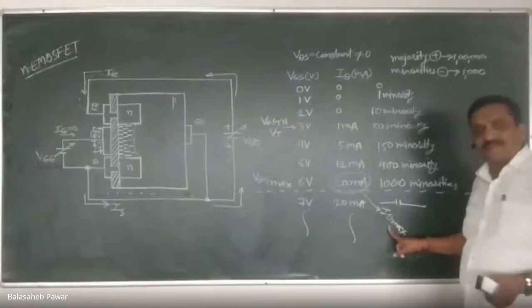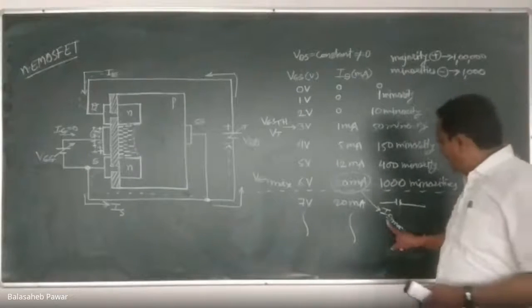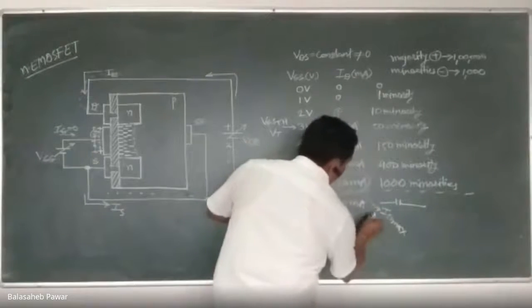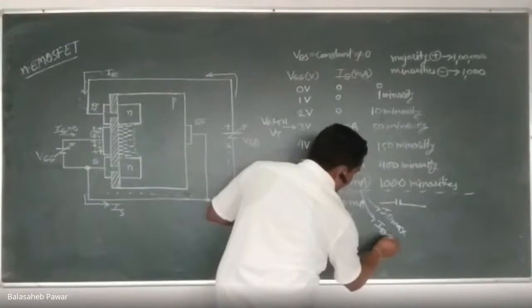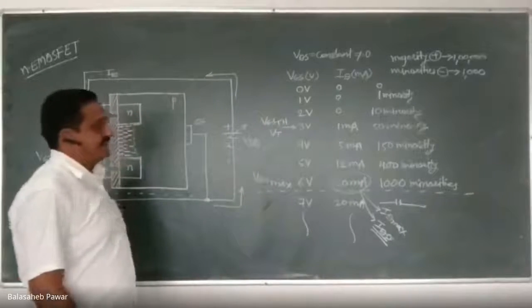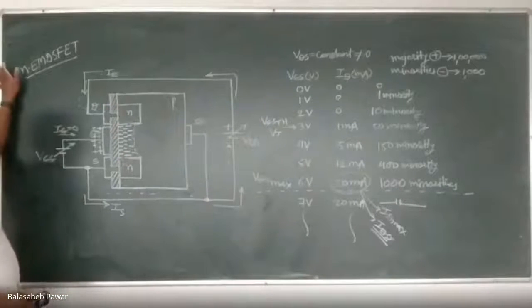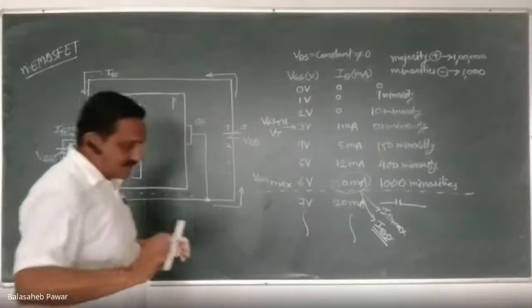ID stands for drain current here. This ID max, in another way, is also written as IDSS, that is, drain to source saturated current, IDSS. Is it clear now? Yes or no? Yes, sir. Okay.